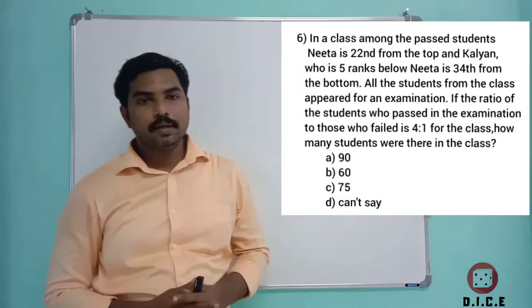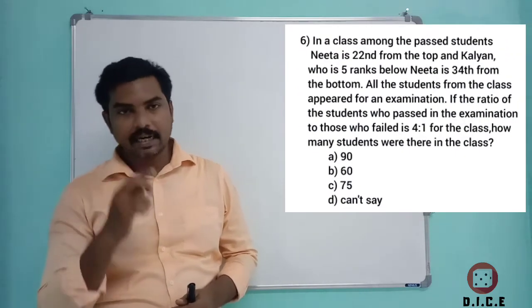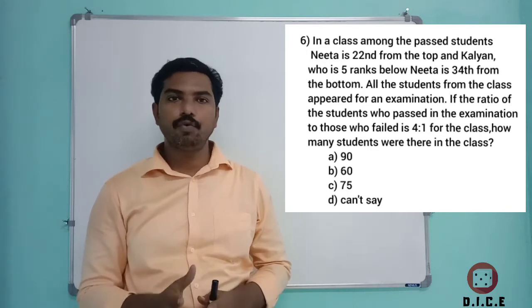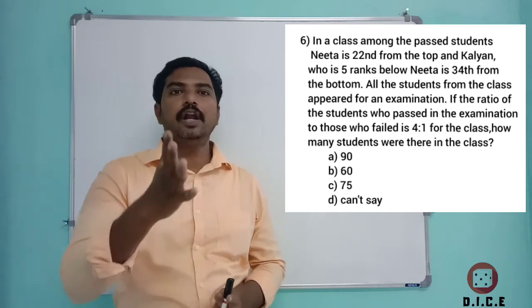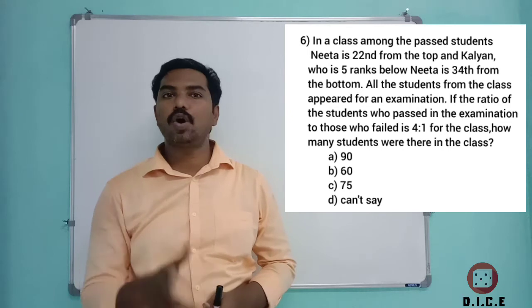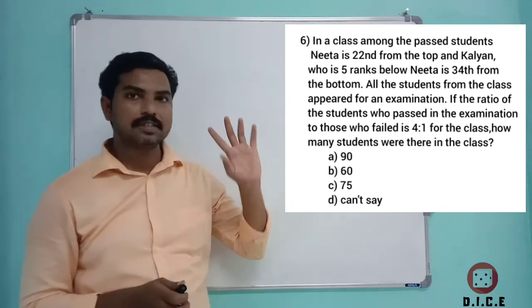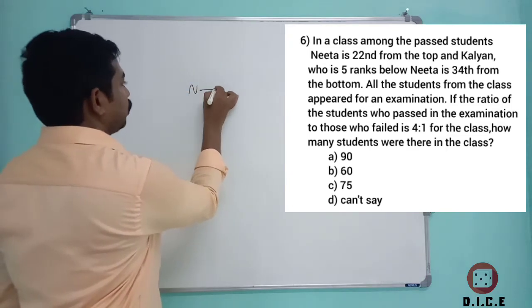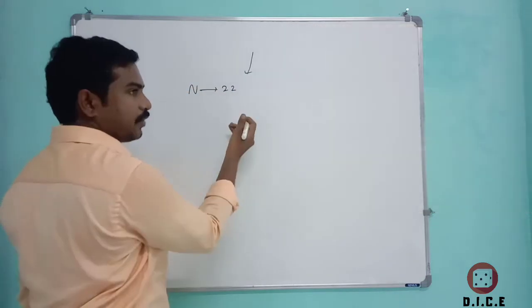If you see the next question here, he is saying that Netha is 22nd from the top among the passed students, and Kalyan is 5 ranks below Netha and is 34th from the bottom. And the pass to fail ratio is given as 4:1. Now he is asking what is the total number of students. That is the meaning of the question. As you said, Netha is 22nd from the top. That's fine. And Kalyan is 5 ranks below Netha.